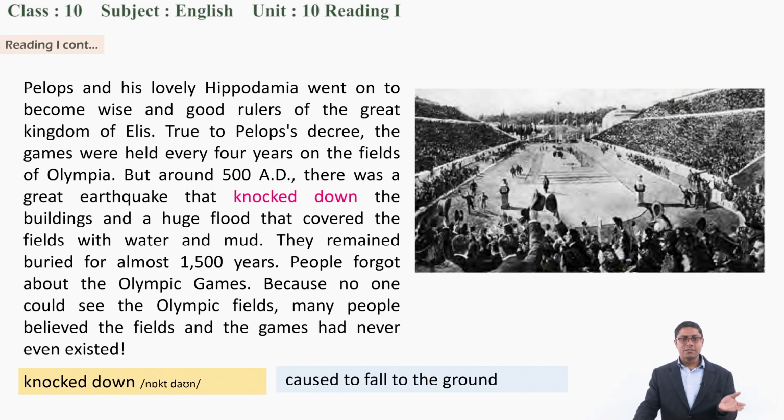As a result, the fields remained buried for almost 1500 years, and as they could not see the Olympic fields, people forgot about the Olympic Games. And as they could not see, many people believed the fields and the games had never ever existed. It was just a myth, or somebody told it was just a hearsay. People thought it was not reality.